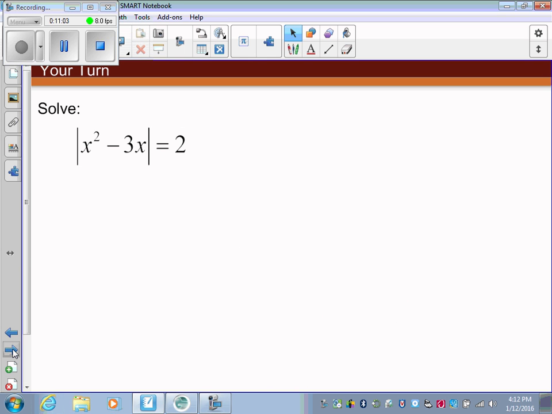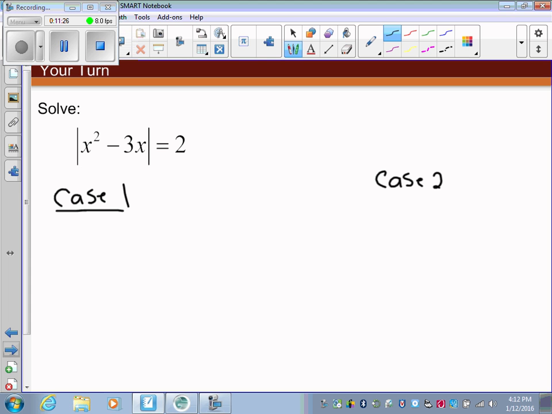You try one on your own. Pause here and try. Okay, we'll do this one together as well. Again, you're looking at two cases, case 1, case 2. Case 1 involves the same equation. Case 2 is the negative of it.